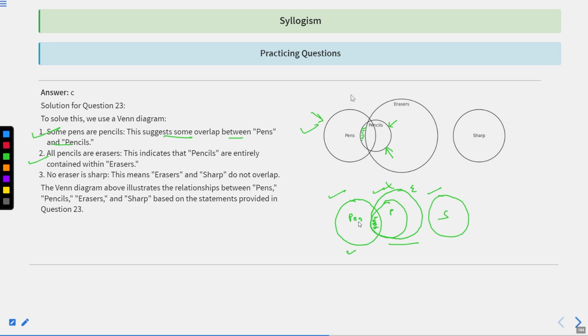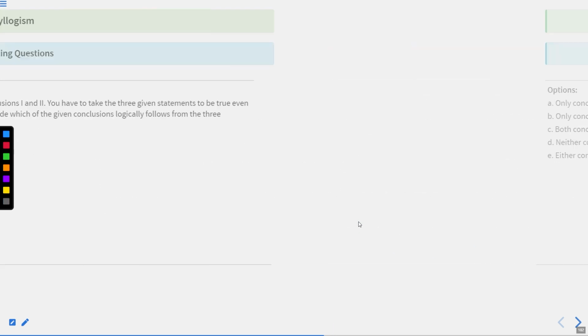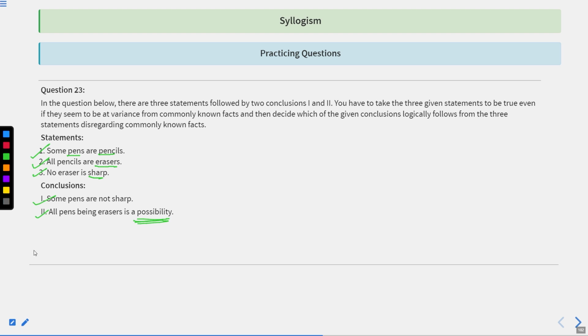Can we come to this inference? Yes, we can come to this inference that some pens who are pencils are also erasers. And if some pens who are pencils are erasers, then there can also be a possibility that all pens being eraser is a possibility.